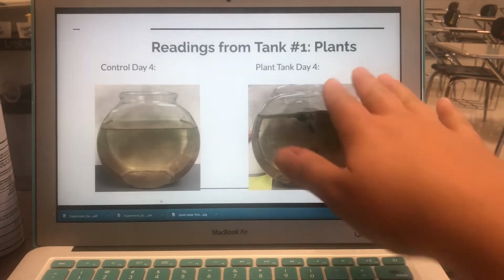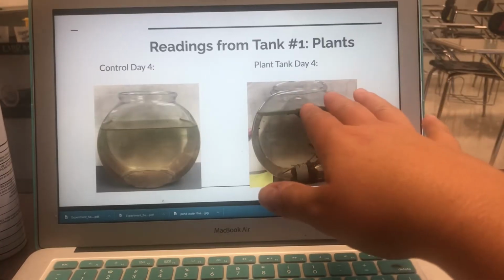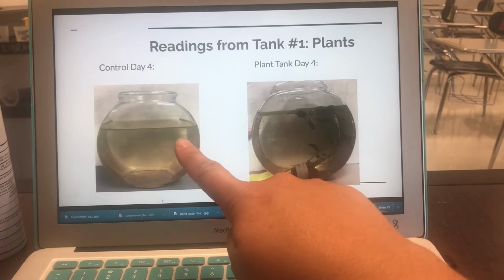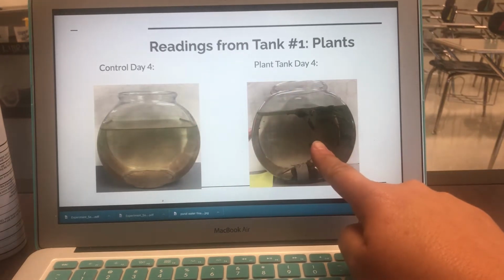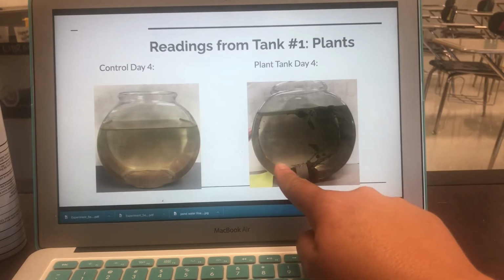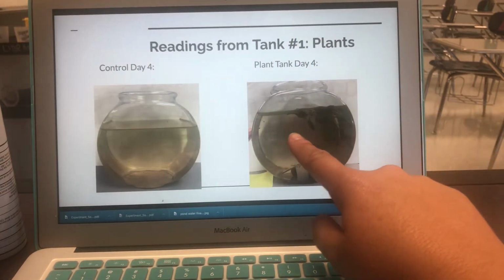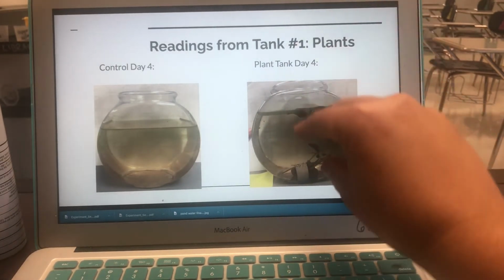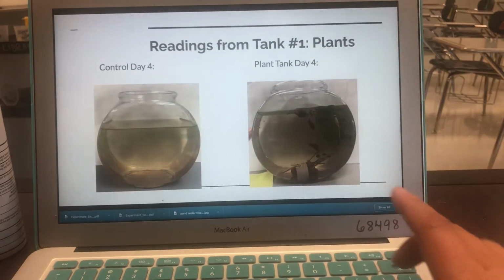And then it has the readings from tank 1. So tank 1 had plants in it, and I have a picture of what the control looked like on day 4 and a picture of what the plant tank looked like on day 4. That way you can look at them and compare water quality, look at how it changed and what changed about the tank. So what did the plant do to the water that didn't happen in the control?